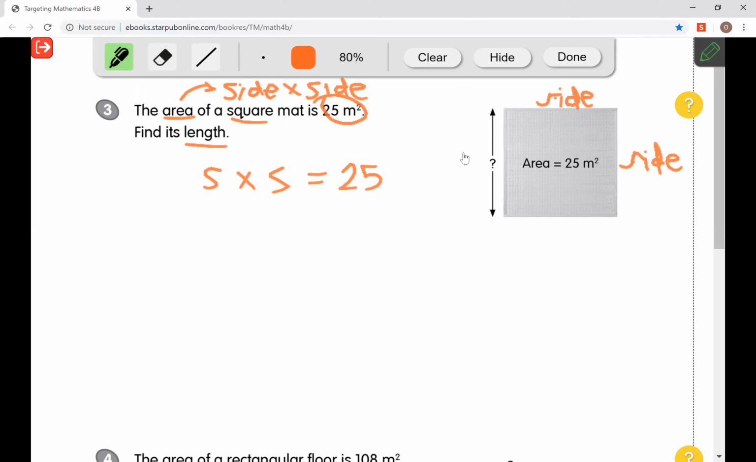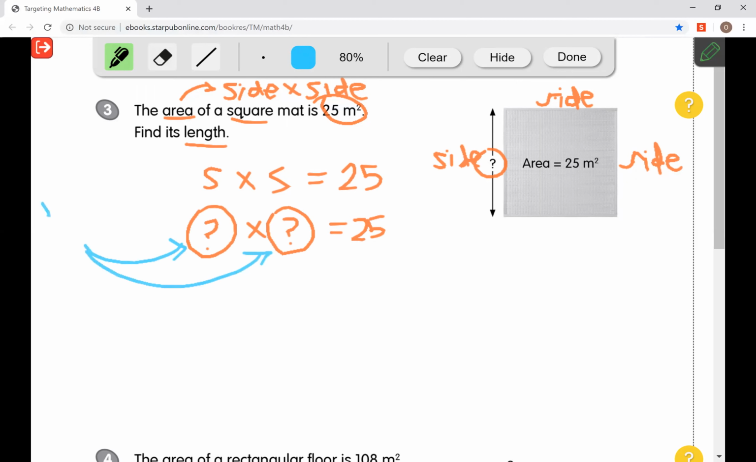And I know that S is question mark, the side is question mark, and the other side is also question mark, and that will give me 25. I don't know what the question mark is, but I know that the two question marks must be the same number, because a square has 4 equal sides.